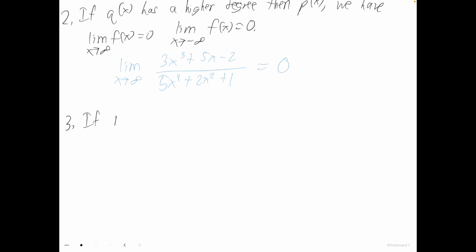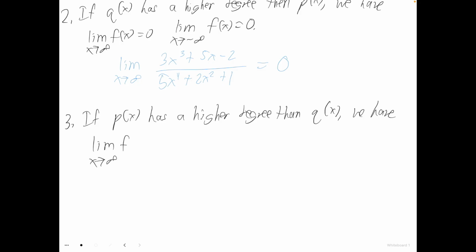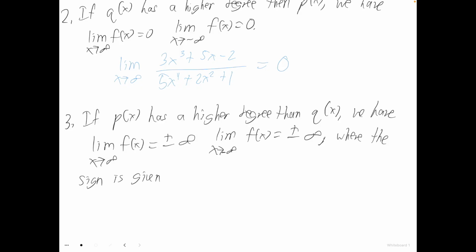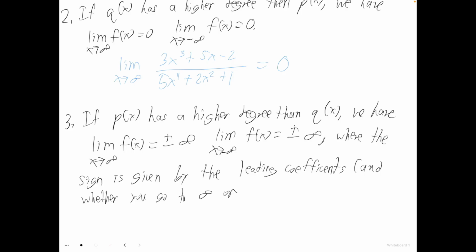And third, if p of x has a higher degree than q of x, we have the limit as x goes to infinity of f of x equals plus or minus infinity, and the limit as x goes to negative infinity of f of x equals plus or minus infinity, where the sign is given by the leading coefficients, and whether you go to infinity or negative infinity.